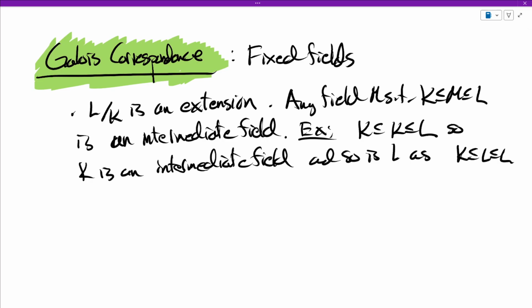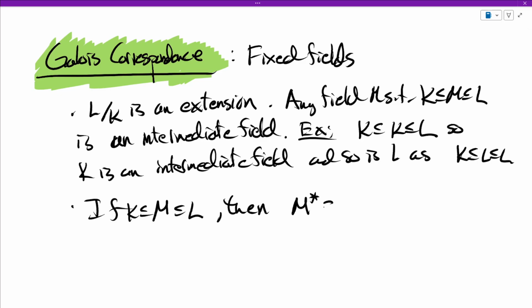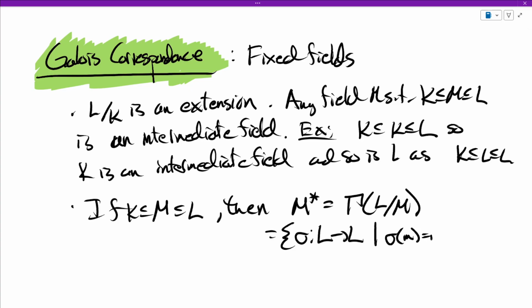And whenever we have an intermediate extension, so if K is a subset of M and a subset of L, then we can look at what we're going to call M star, which is the Galois group of L over M. And remember, it's the set of all automorphisms such that sigma of m is m for all m in M. So we have to fix all of M pointwise.